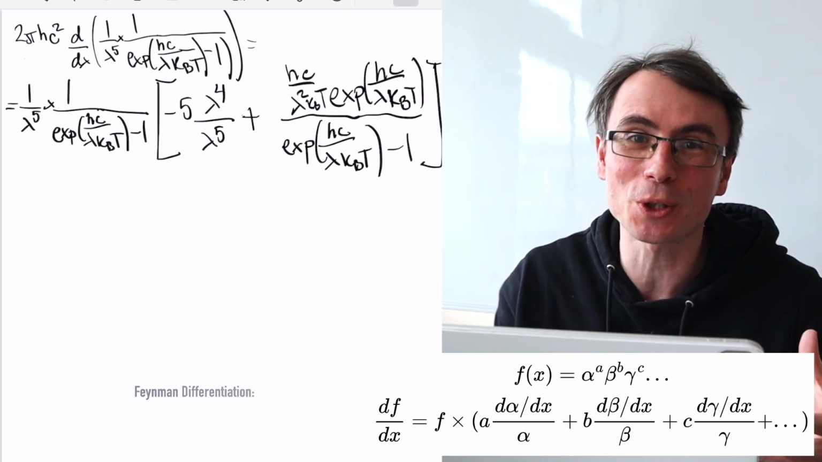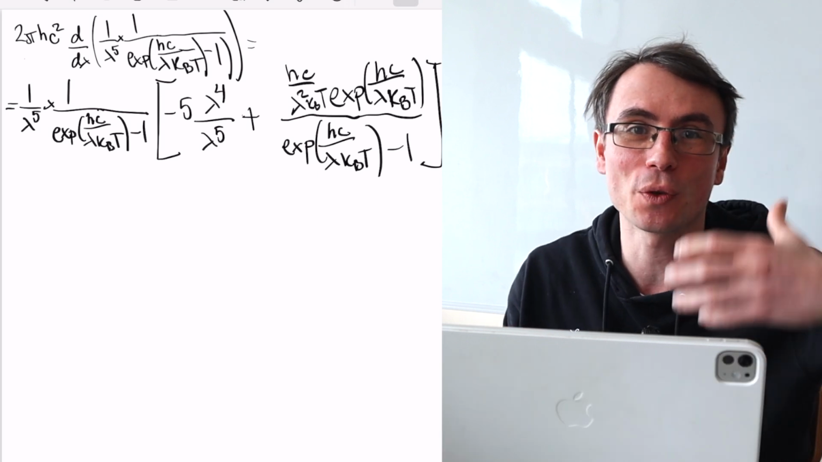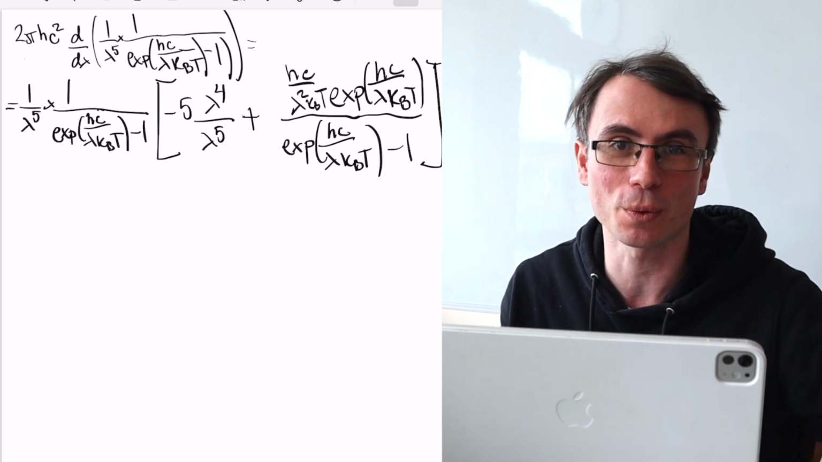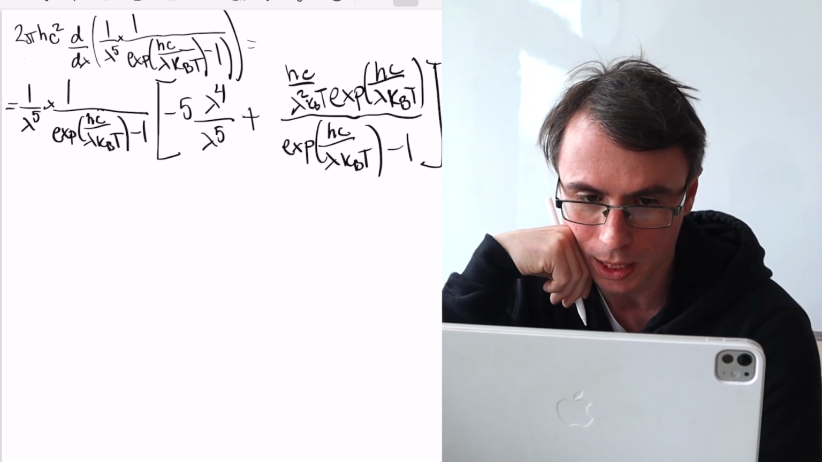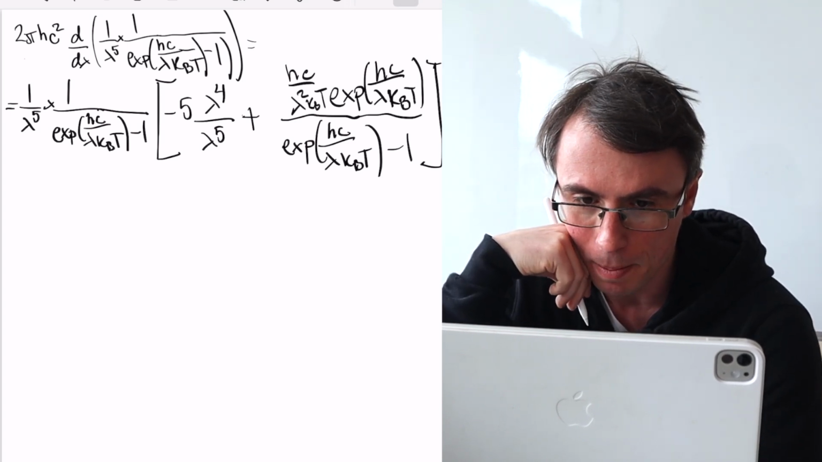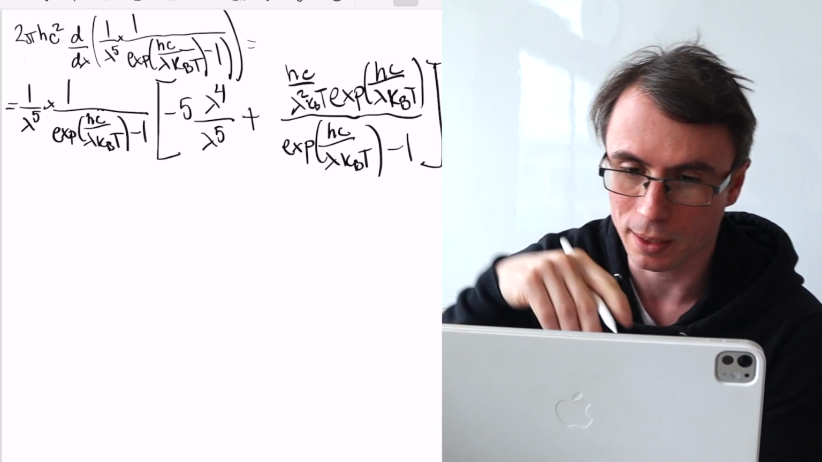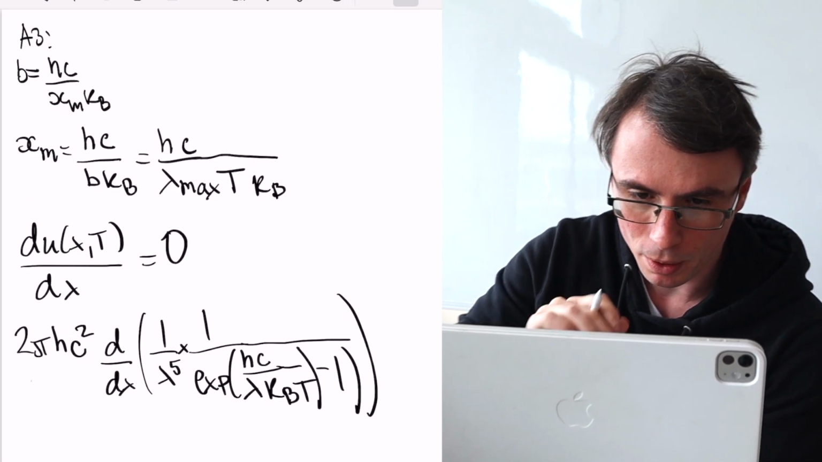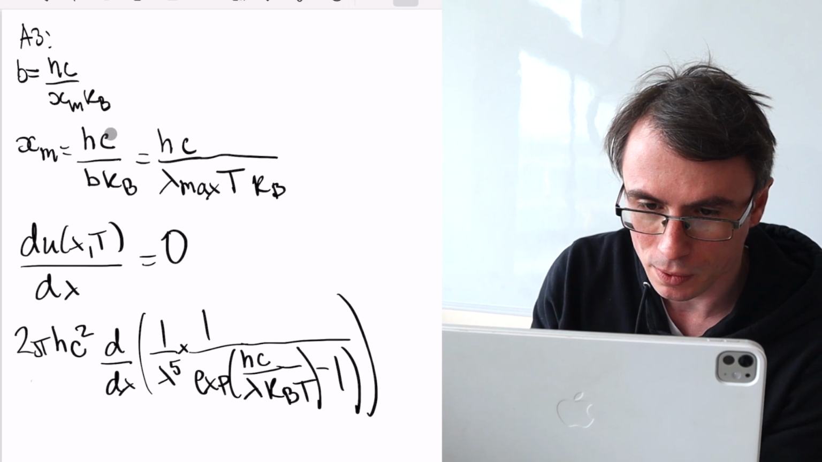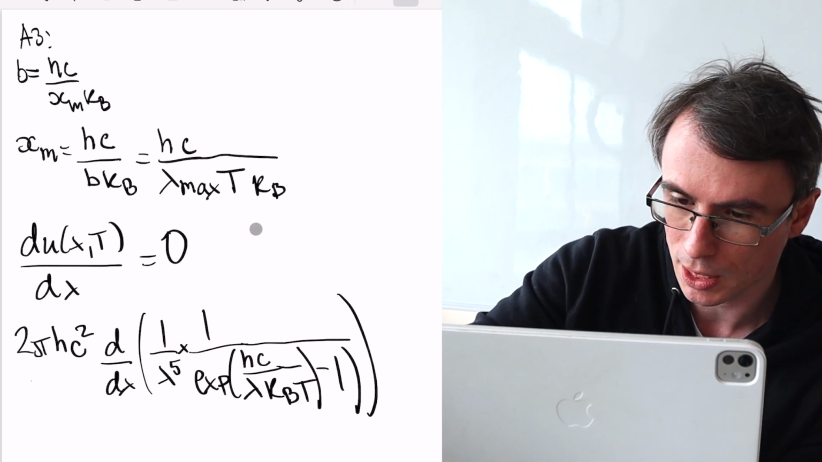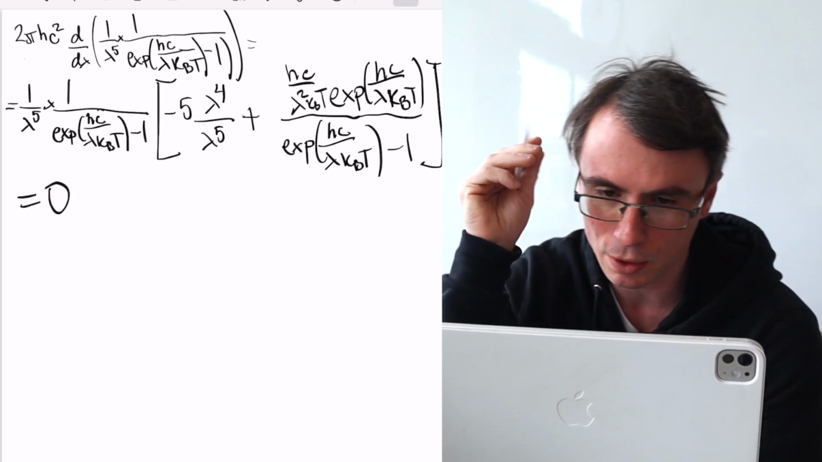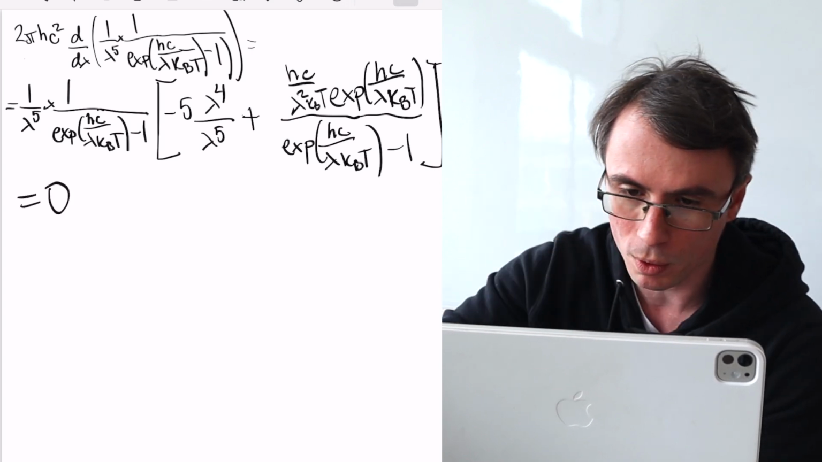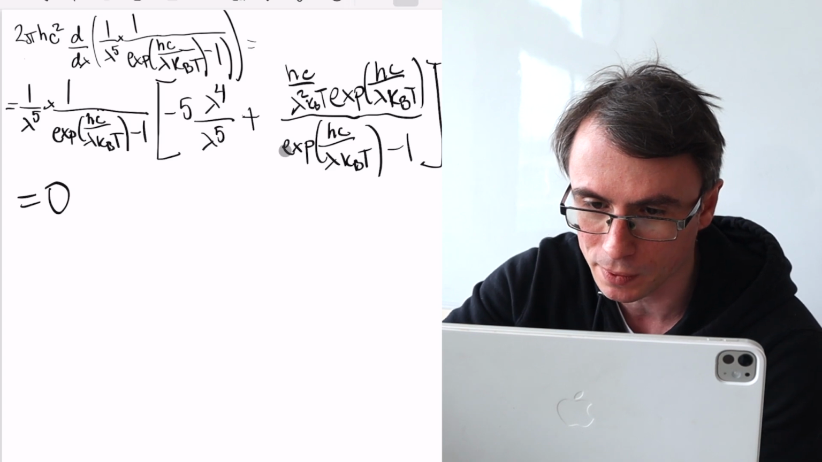I think this is so much quicker than using the combination of the chain rule and then the quotient rule. Okay, so let's set this derivative to be equal to 0. But just before we do that, we know in the previous part of the question that xm is equal to hc over lambda max tkb. So as long as this derivative here is set to 0, all of these turn into lambda max.